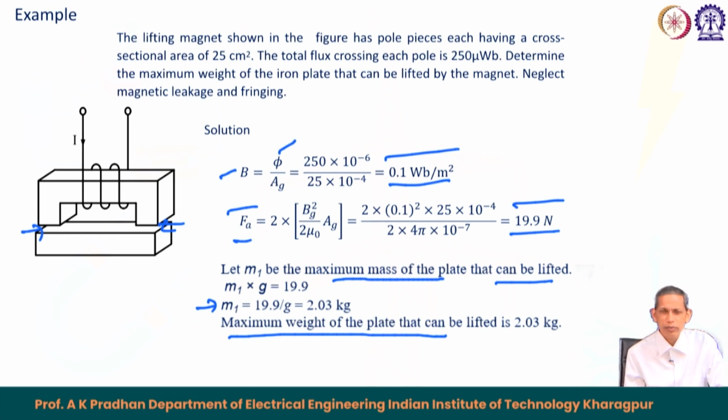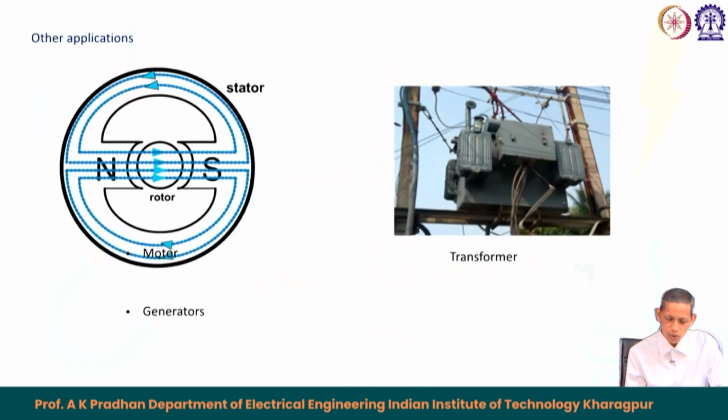So, these are some of the examples on lifting magnets, which an electromagnet can contribute to, typically in steel mills, and so it is being used.